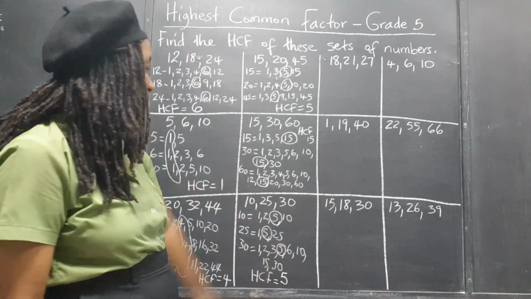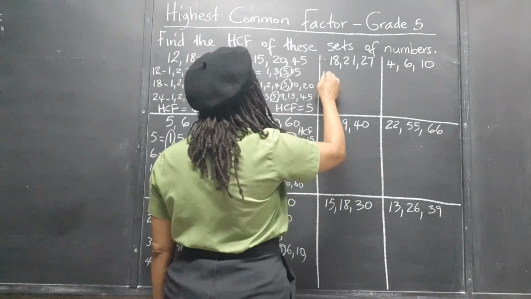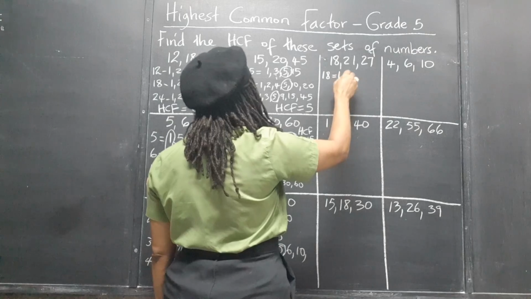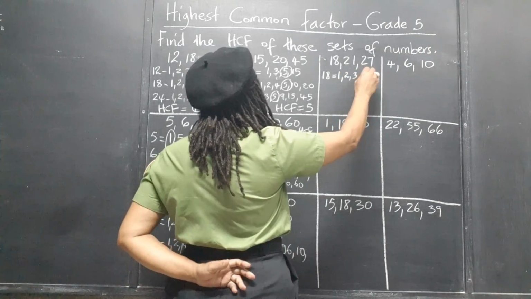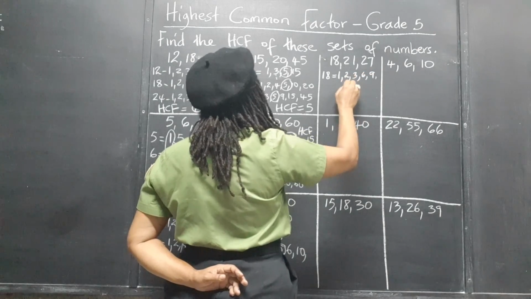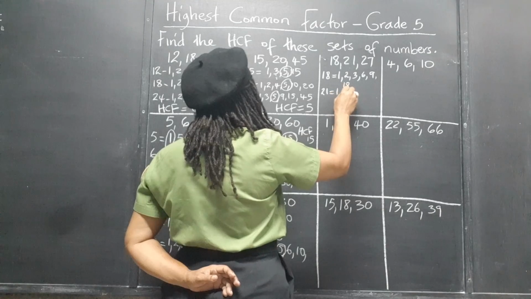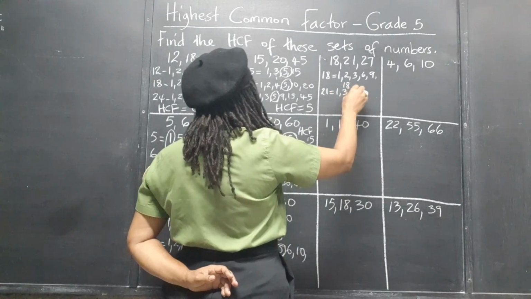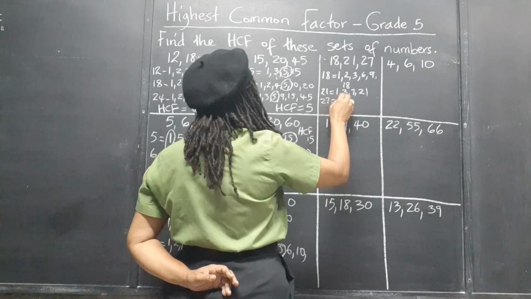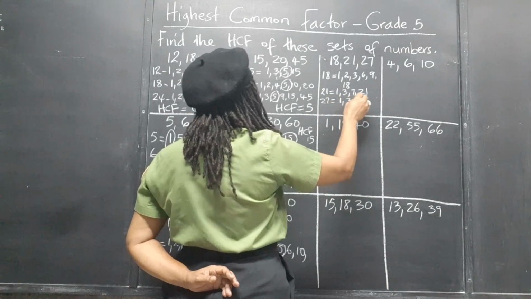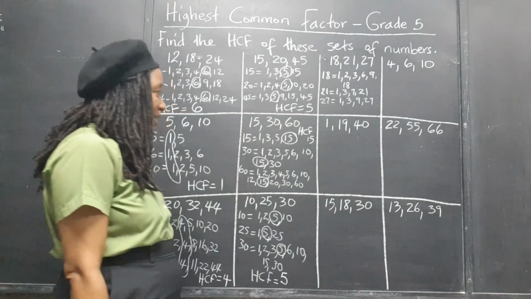So we're halfway there. Let's list out the factors of 18. So 1 can go, 2 can go, 3 can go, 6 can go, 9 can go, and 18 can go into itself. For 21, 1, 3, 7, and 21. And for 27, 1, 3, 9, and 27. I hope I'm not leaving out anyone.